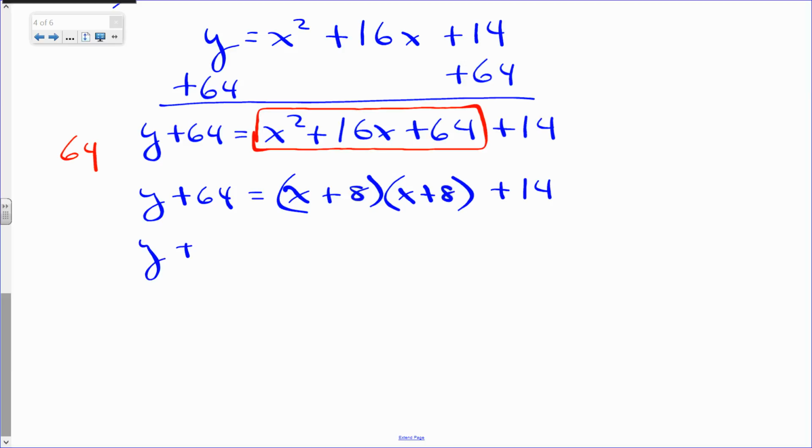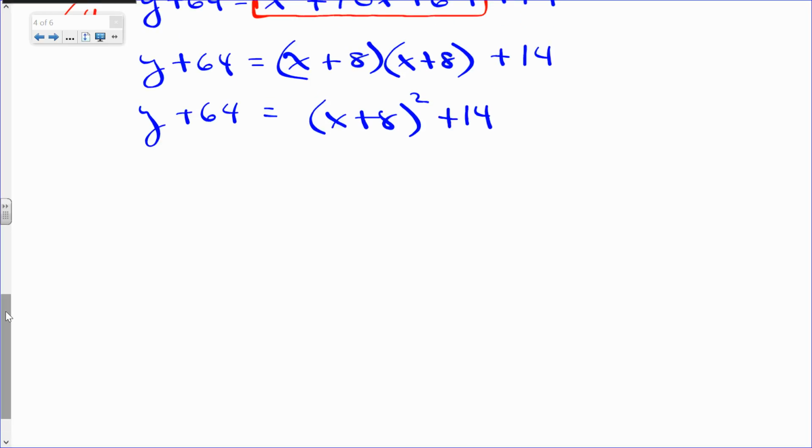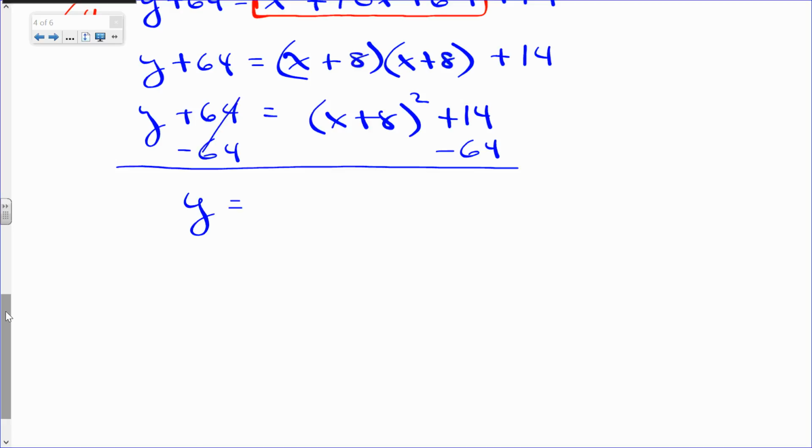So we have y plus 64 is x plus 8 squared plus 14. Question so far? Last step, what should I do? Subtract 64 from both sides, if we want to get y alone. So I have y equals x plus 8 squared plus a negative 50, or minus 50, either one is fine.